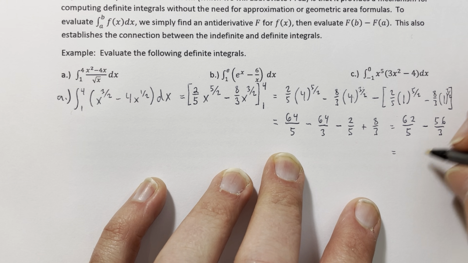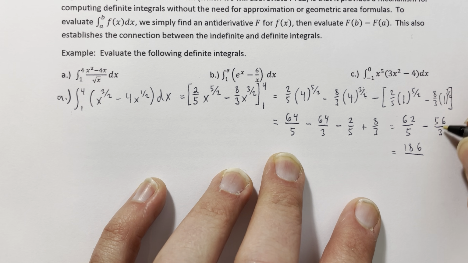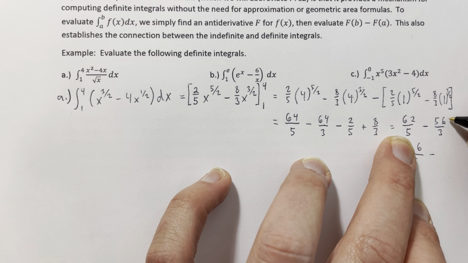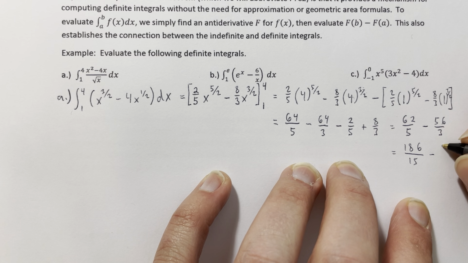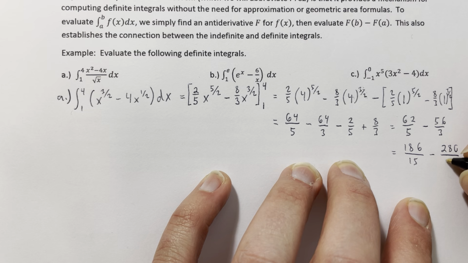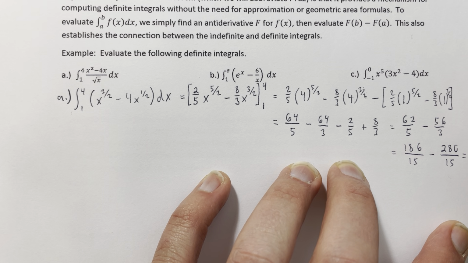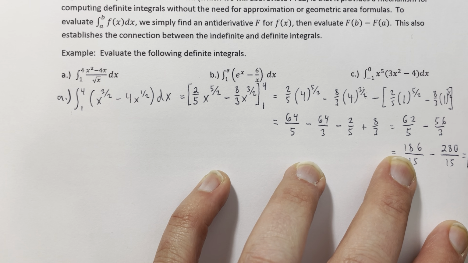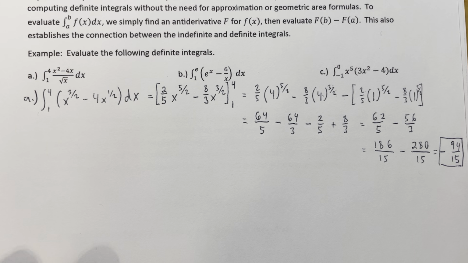Now I'm going to get a common denominator. So 3 times 62 is 186. And 3 times 5 is 15. Minus, I have to multiply this by 5. Let's see, that's 250 plus 30, so 280 over 15. Let's see if I could squeeze this in here. If I do the subtraction, I'm going to get negative, what would that be? Negative 94 over 15. I believe that is correct, right? Yeah, negative 94 over 15. Managed to kind of squeeze that in there, negative 94/15.